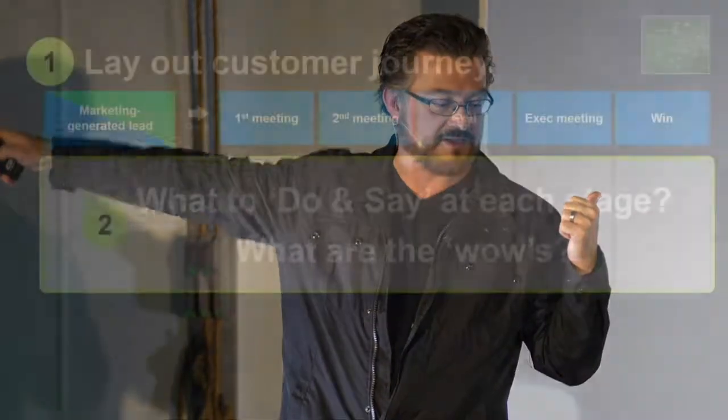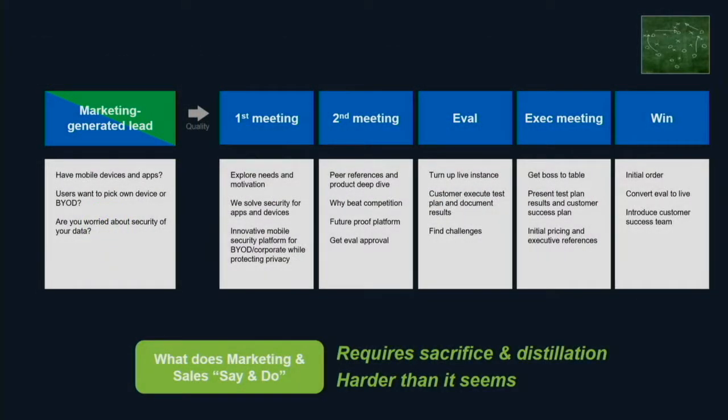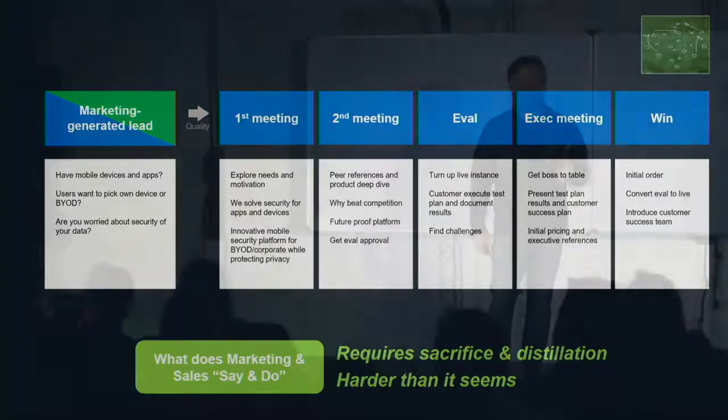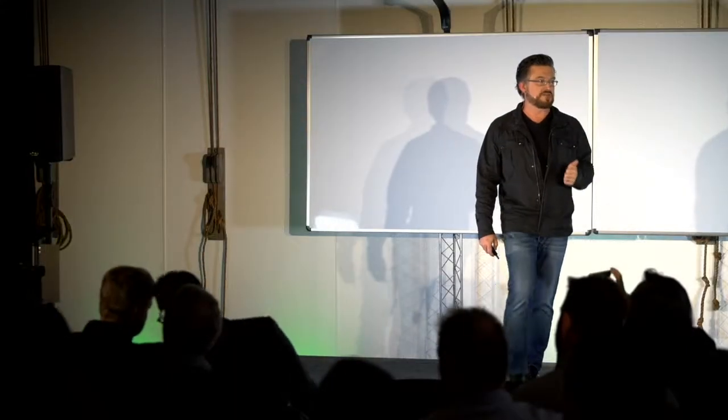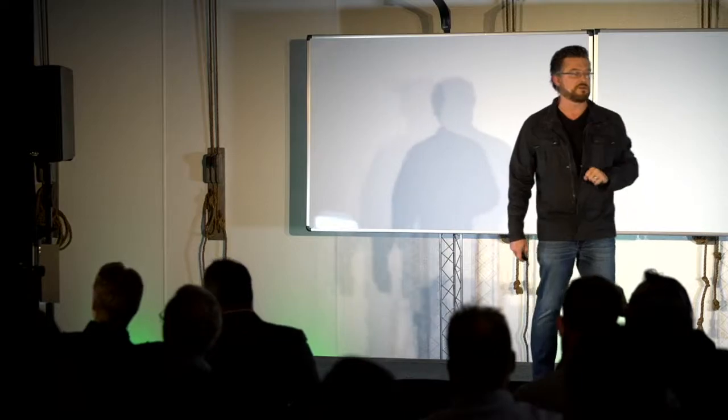The company I was talking about earlier, this is what took them 4 months to get nailed down. So I'm actually going to unblur that and show you what the real things were on our MobileIron go-to-market playbook. Getting these right requires sacrifice and distillation, because there's lots of things you could say. What are the 3 things you're going to say? There's lots of things that could happen in a first meeting. What are the 3 things that must happen?